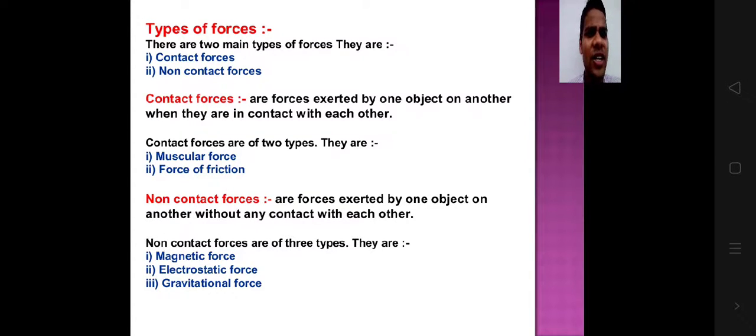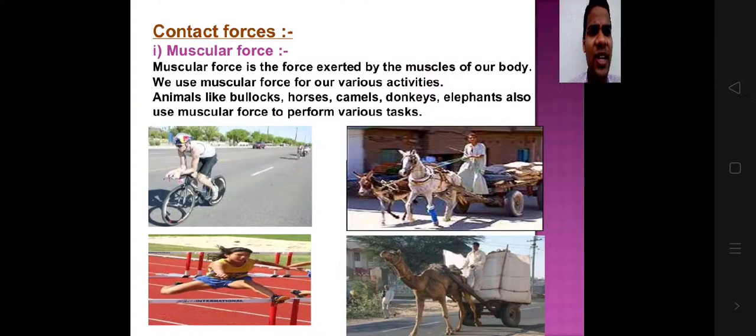Non-contact forces, on the contrary, are the forces exerted by an object where there is no contact. There are many examples, like magnetic force. You bring two magnets close together, they move away. You're not touching them, they move away. They're repelling. So it's a non-contact force. Electrostatic force and even gravitational force. We'll look into it in detail in the next slides.